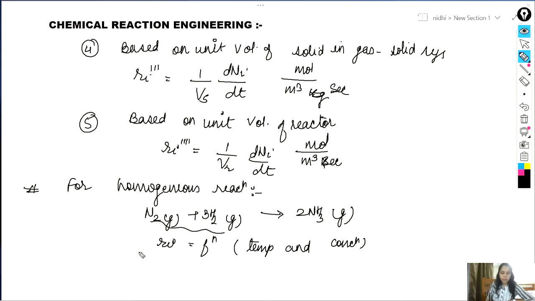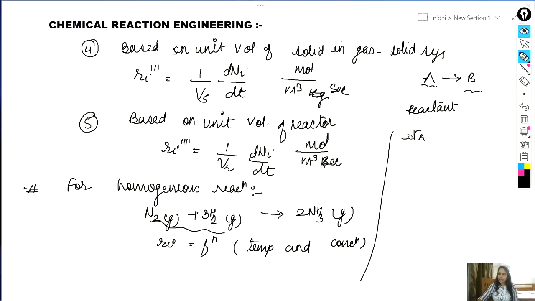Okay. So if you want to write a rate of reaction for reactant and for product, how we can write, right? So for the reactant, let's take, we have a reaction A which gives you B. So this is your reactant and this is your product. So rate of reaction for the reactant, minus r_A. So we know that for the reactant it should be negative, equals minus 1 upon per unit volume, right? So minus 1 upon V dN_A upon dt.